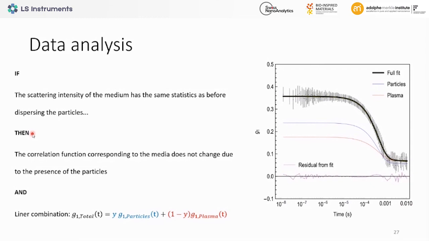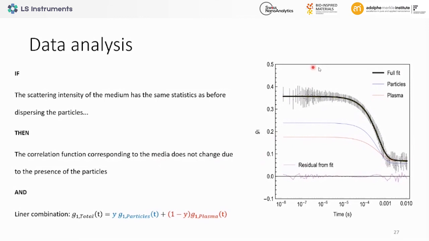So basically, you can say that there are many, many more proteins than particles you add. And this is actually a fairly safe assumption, because most of the time, the number of proteins is much, much higher than the number of particles. This is simply a question of concentration. So it means that if this is the case, then the correlation function of the media does not change. So you can use it to fit the full correlation function.